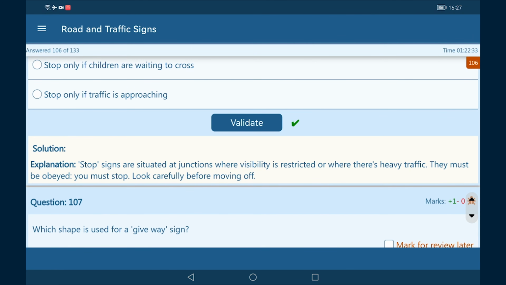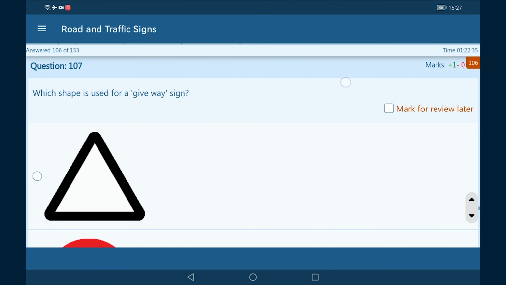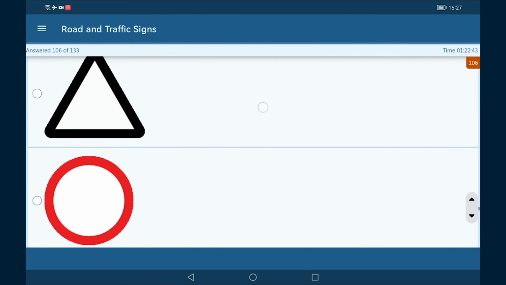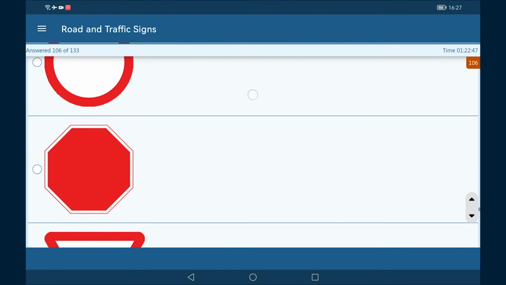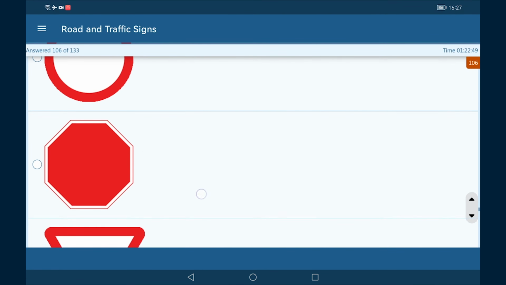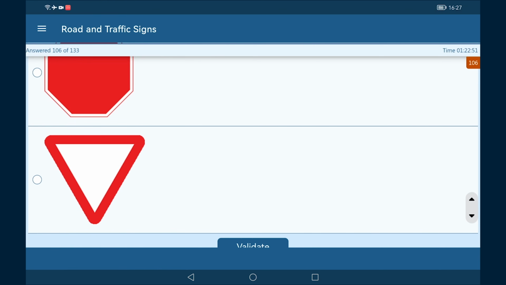Question 107. Which shape is used for a give-way sign? Option 1. Option 2. Option 3. Option 4. The correct answer is Option 4.